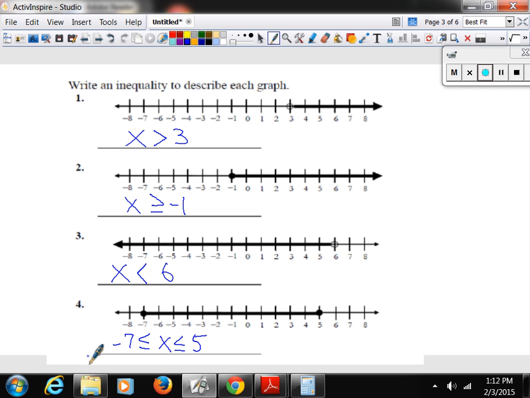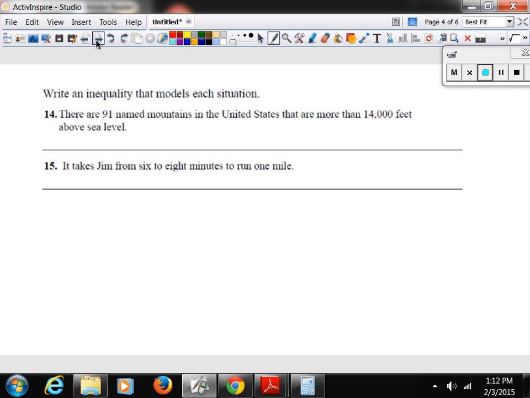Okay, the back side. Let's take a look at that. On the back. Okay, write an inequality that will model each situation. So let's read it. There are 91 named mountains in the United States that are more than 14,000 feet above sea level. Well, more means greater. More means greater. Okay, so there are 91 named mountains in the U.S. that are more than 14,000 feet high, above sea level.